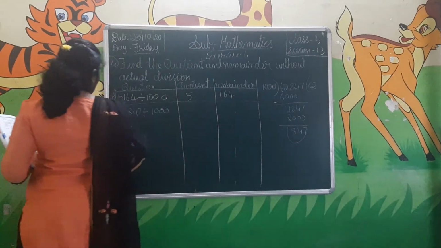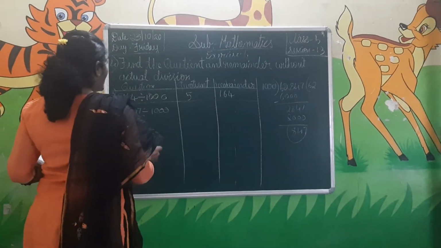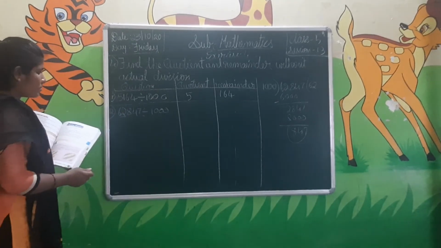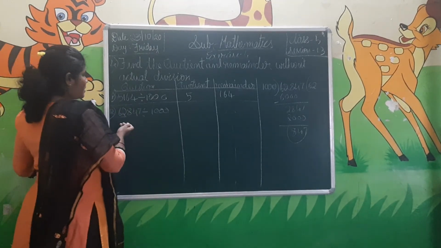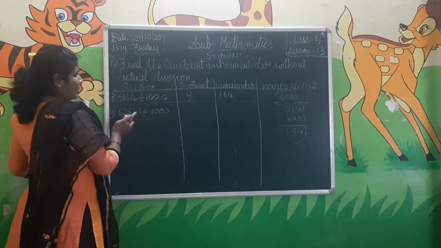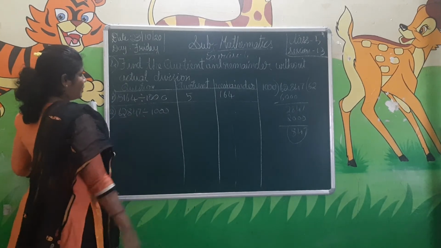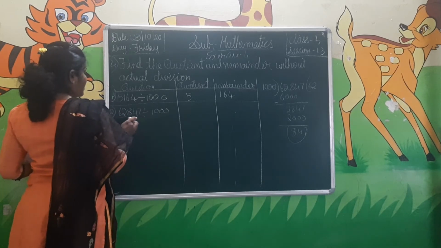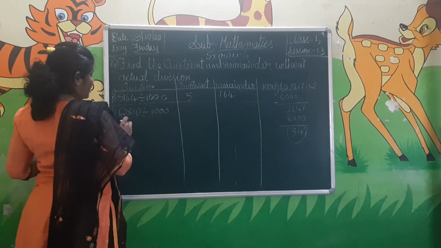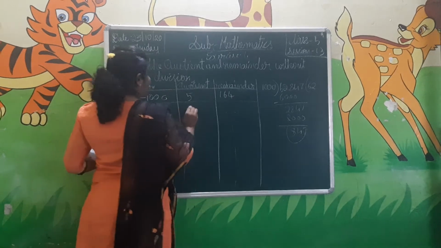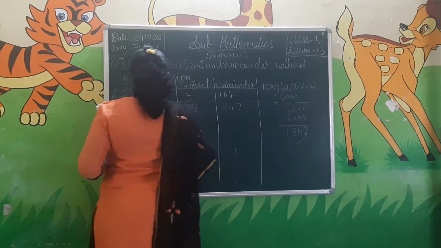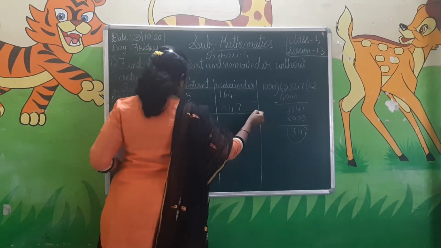First number will become the first two numbers. Okay, if they have given the 5 digit, it means 6 will become the quotient, and the remaining will be the remainder. But they have given only 4 digits, so considering the 4 digits, the first two numbers, that is 62, is the quotient and 847 is the remainder.